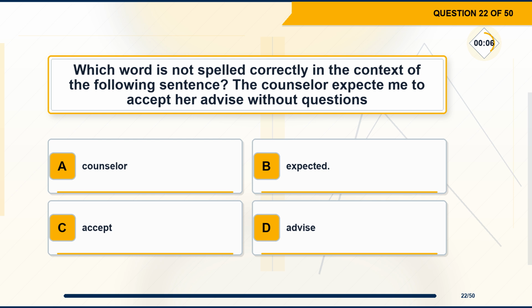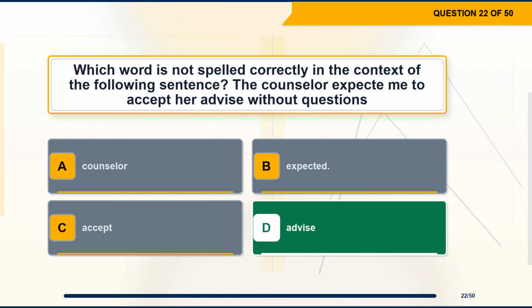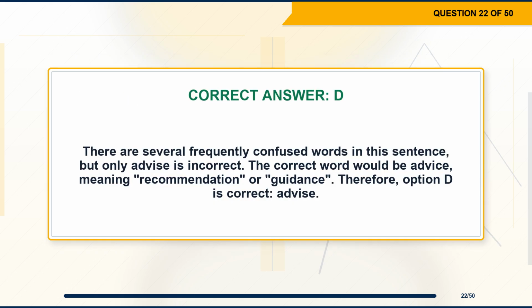Option A, counselor. Option B, expected. Option C, accept. Option D, advise. The correct answer is option D, advise. Explanation. There are several frequently confused words in this sentence, but only advise is incorrect. The correct word would be advice, meaning recommendation or guidance. Therefore, option D is correct, advise.